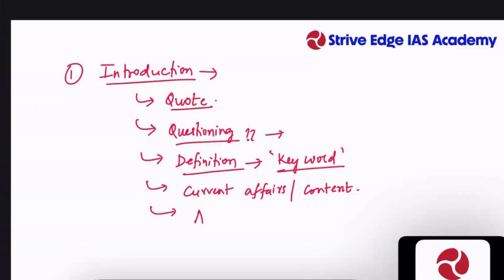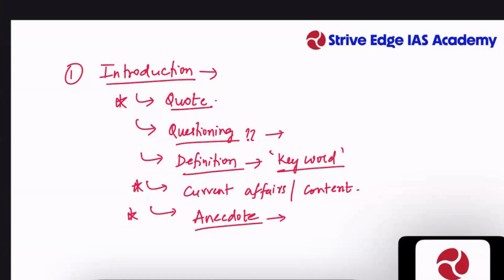And one more thing is the anecdote. This is the most used, so this will be very important. Along with the quotation and the current affairs, these three are very much used. The questioning and definition we can use, but they are not much used and may not be very relevant, but the anecdote is very relevant. Anecdote, in simple words, is an imaginative story. You have to imagine one story which fits perfectly into the theme of the essay. Then you write about this story accordingly, introduce it, and then link it to the body.